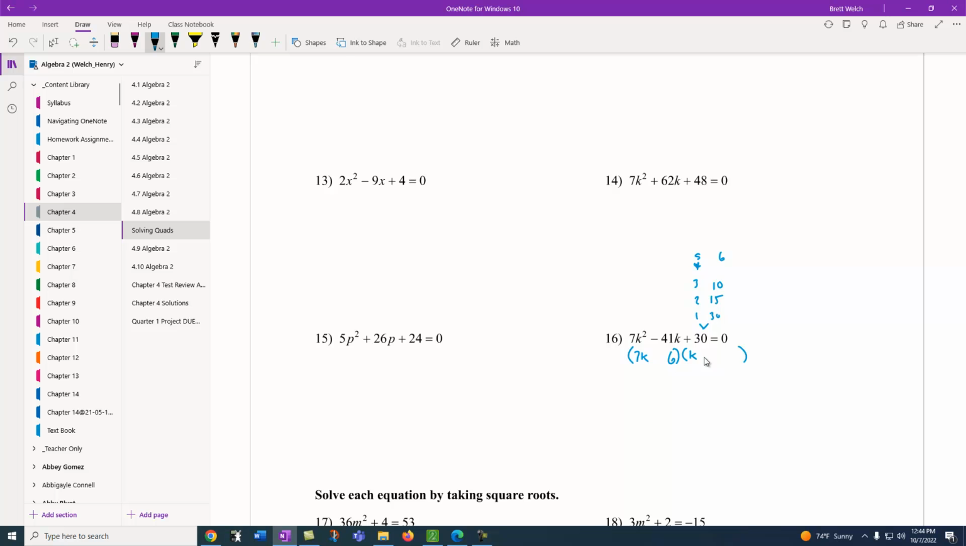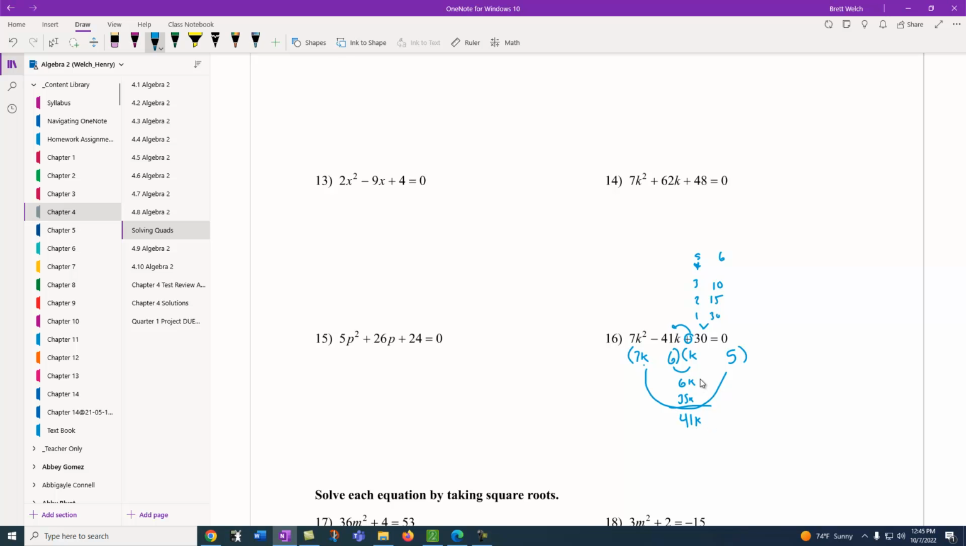I kind of know where I'm headed because I can see the 41. I'm trying to get a bigger number, so that's 7. I really want to multiply by something that's sizable. 6 times k is 6k, and 7k times 5 is 35k. Remember that because the 30 is positive, we're supposed to add these numbers to get 41, which if I add 35 and 6, I do get 41k.